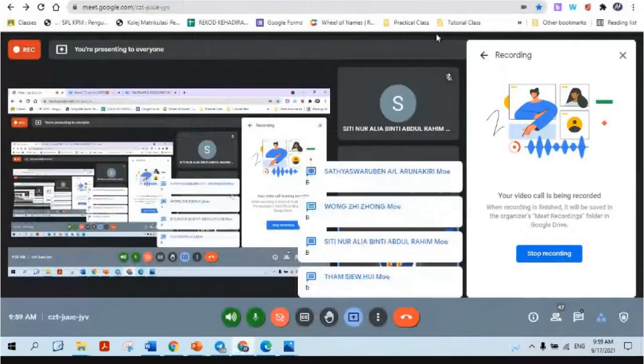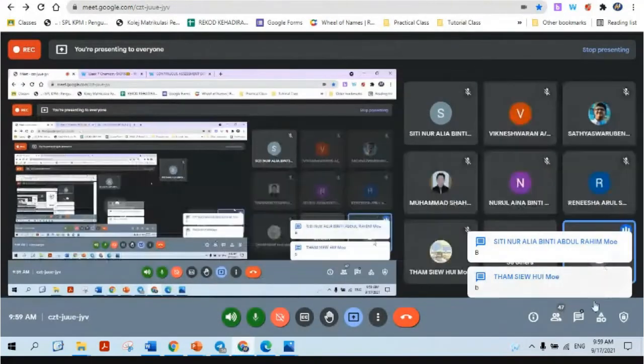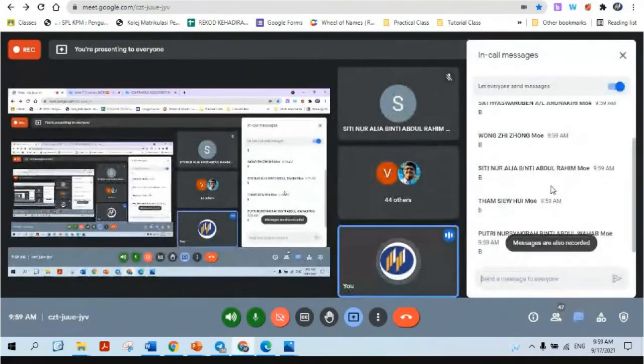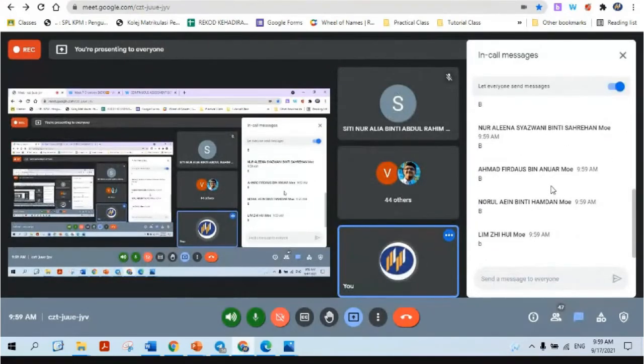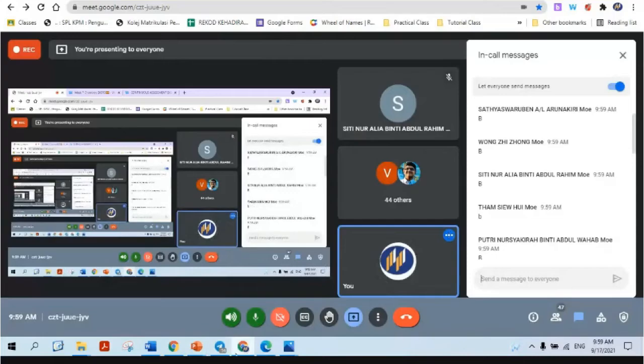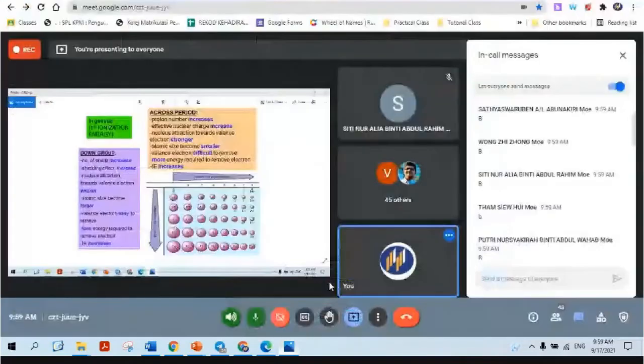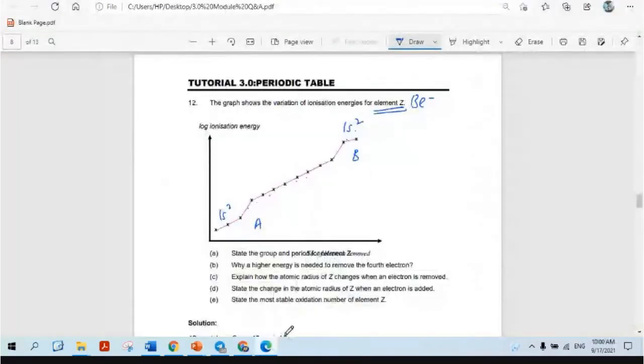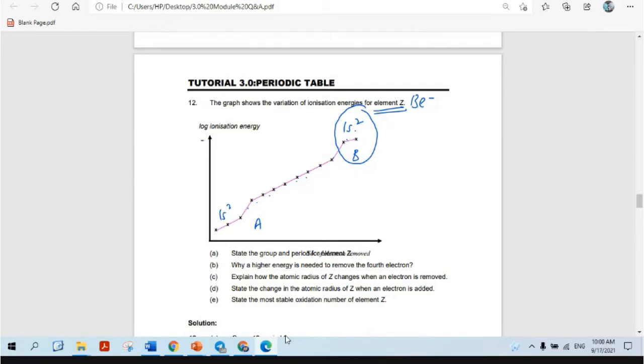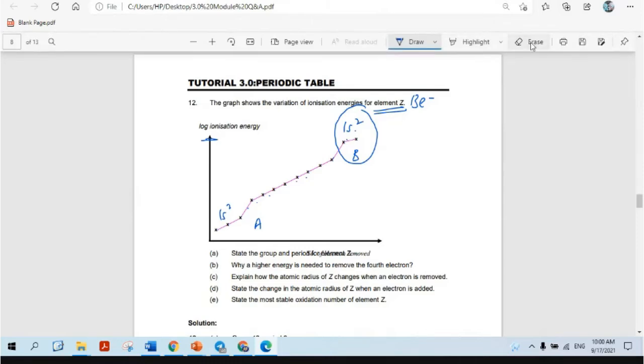Okay, let's check. I want to check the answer. Wow, most of you answered B. Yeah, very good. The answer is B. Why? Because the inner electron, this one is the innermost electron, paling dalam sekali. That's why IE, this is IE, IE dia paling tinggi. Kita tahu semakin dalam ionization energy dia semakin tinggi ya. So the answer is B.